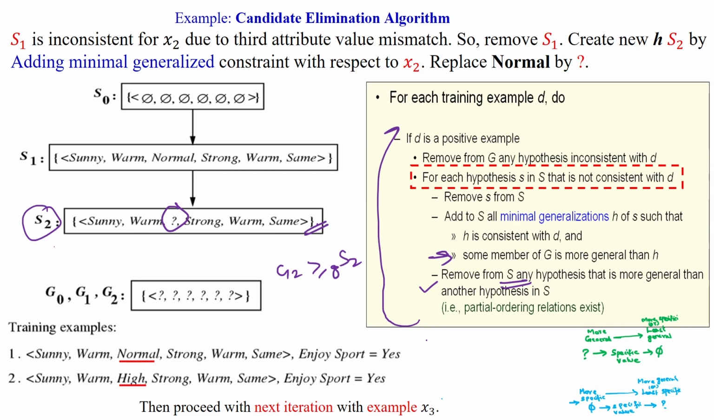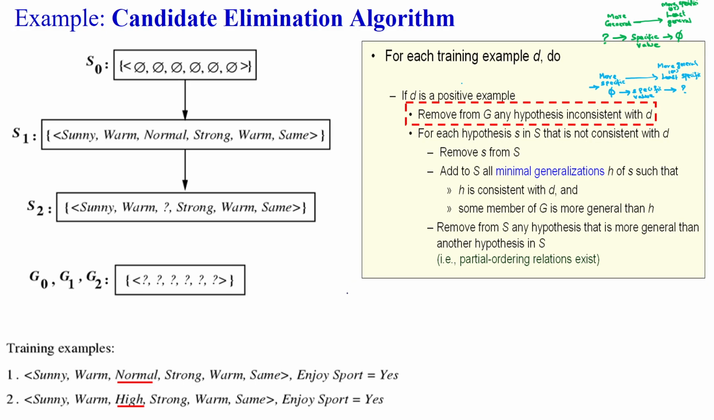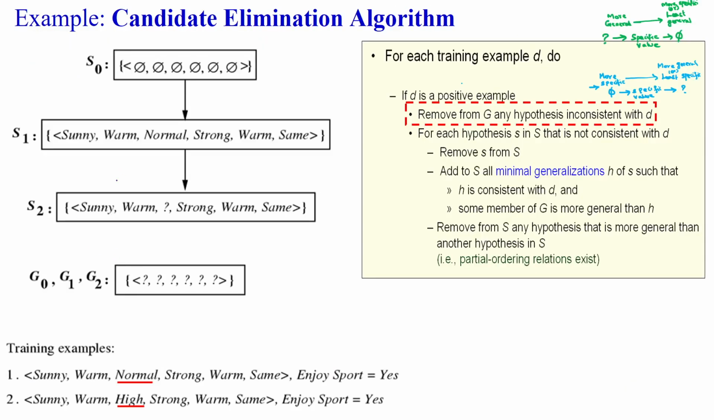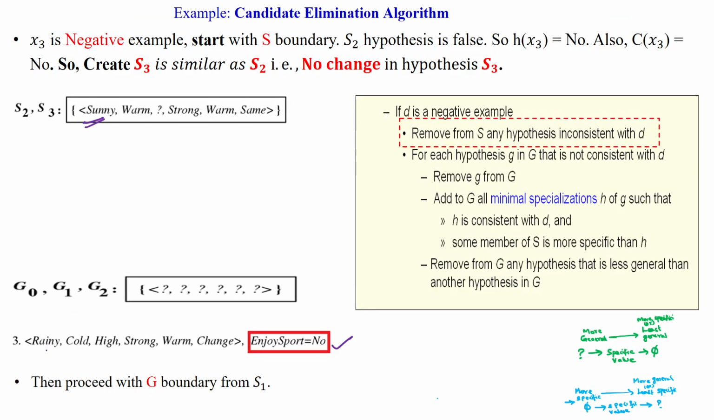So the third example is available in our data set, and we have to check whether it is positive or negative. The third example is a negative example. The negative example is to be checked with the specific boundary. S2 is already available from the previous step, so from S2 we are checking. Sunny is compared with the third example, rainy. It is not matching, so it is inconsistent.